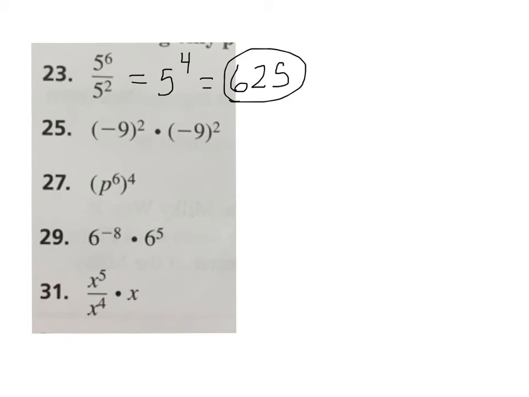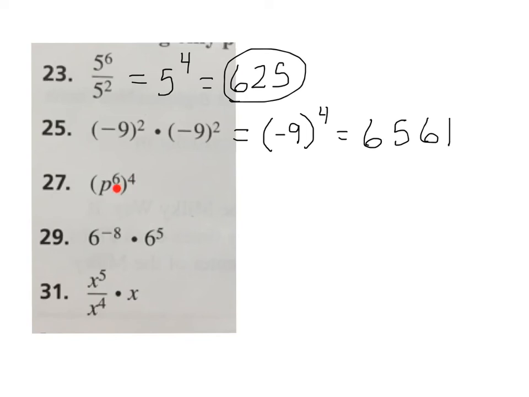Okay? Now let's look at number 25. I've got a base, and I've got the exact same base here, don't I? So I'm multiplying like bases. When you multiply like bases, what do you do with their exponents? Add them. And so this will be negative 9 to the 4th power. And then you'll type that in your calculator. Make sure that you put the negative 9 in parentheses. And so what's negative 9 to the 4th? Say it loud. 6,561. Okay.